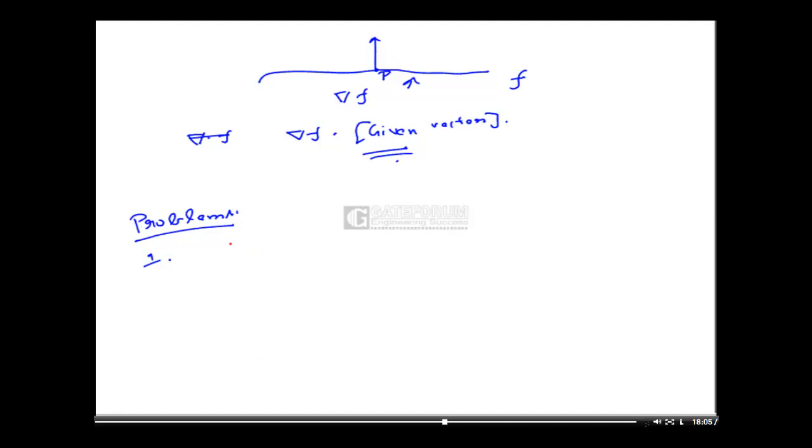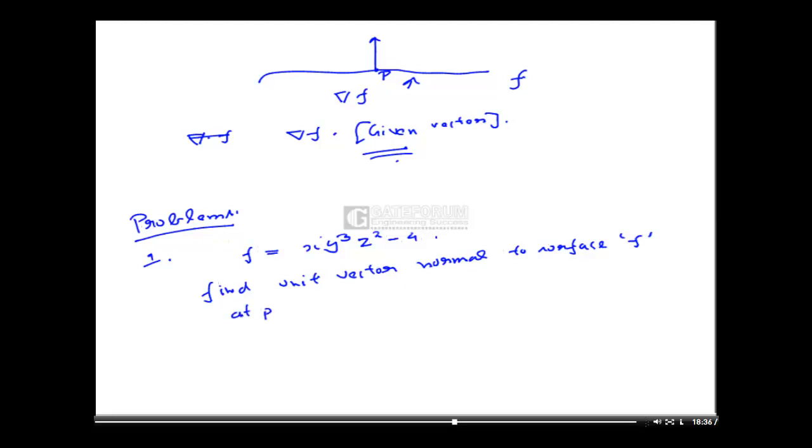Find the unit vector normal to the surface. Suppose a function f is given as x y cube z square minus 4. Find unit vector normal to surface f at point minus 1 comma minus 1 comma 2.